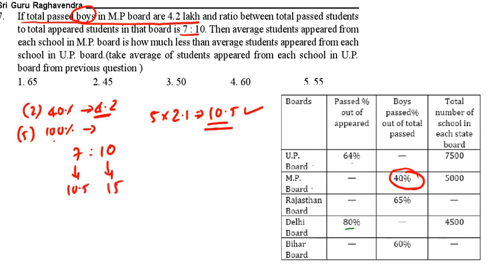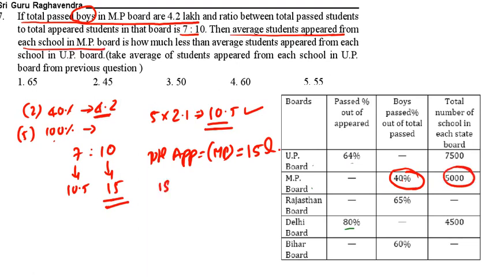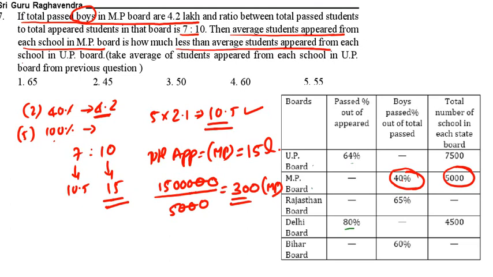Now A and B opened for X hours, so 5 into X. Then C opened for X plus 9 hours, C efficiency 4, X plus 9. Then the ratio between them is 1:2. Now solve this one: 2 ones, 2 twos. So 5x is equal to 2x plus 18. 3x equals 18, x value is equal to 6.